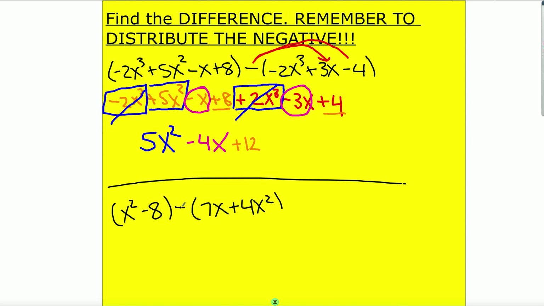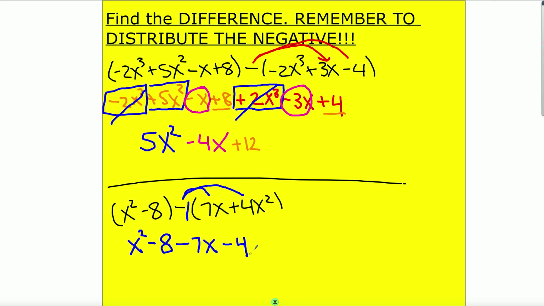So here I'm subtracting these two polynomials. Since there's nothing to distribute on this first one, I'm just going to rewrite it. The parentheses aren't necessary. And when I'm subtracting, it is like I'm distributing a negative 1. So that would become minus 7x. That would become minus 4x squared.